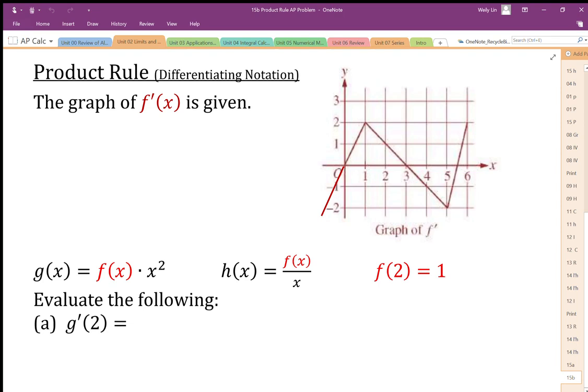Problems are AP style problems where we need to be able to differentiate notation. Here we've been given the graph of f prime. So this graph represents a derivative function. Now it doesn't tell us exactly what's happening on the graph of f, although it does give us an idea of what's happening on f.